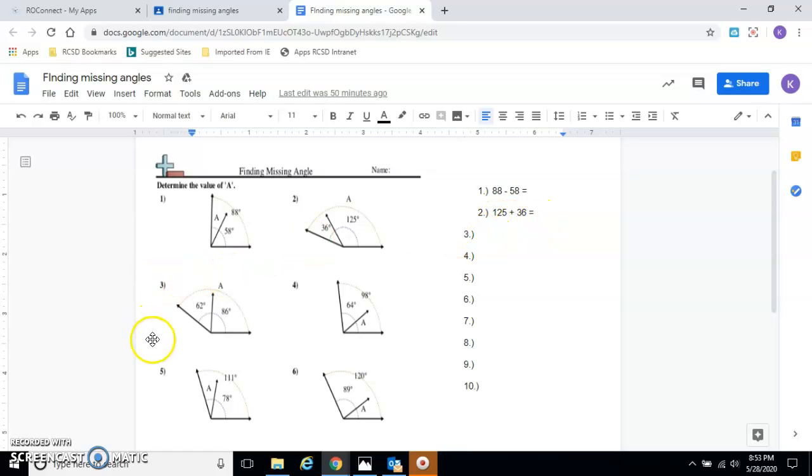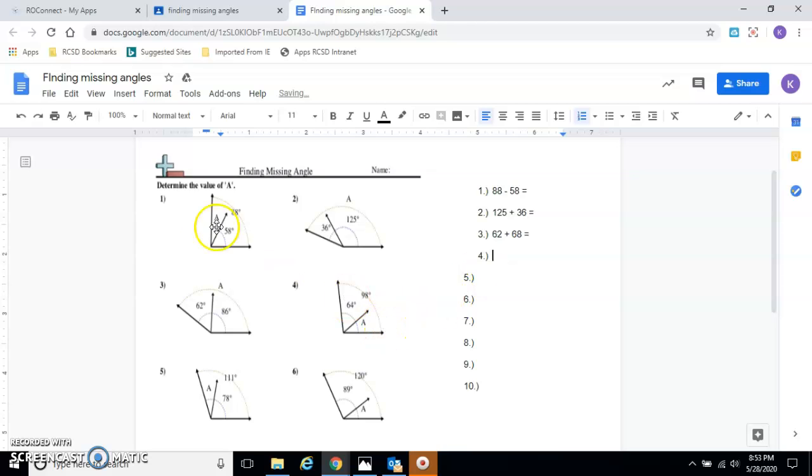Okay, number 3. It's very similar to number 2 where they give me two smaller angles and I need to determine what they are together as A. So I'm going to do 62 plus 86 equals. And then you can just plug this right in your calculator to get your answer.